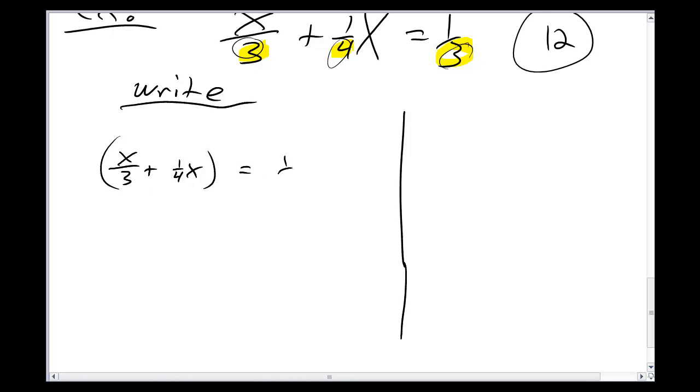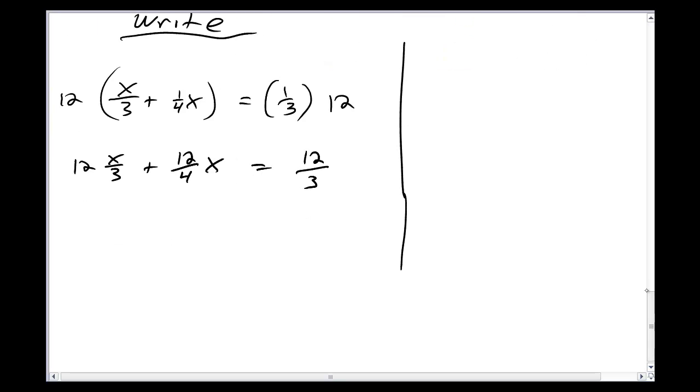On the other side, I have 1/3. So far, I haven't changed anything other than groups and parentheses for emphasis. I multiply the right side by 12, and I multiply the left side by 12. When I do that on the left, I have to distribute that 12. And when I do it on the right, I just multiply that 12 through. This gives me some cancellation.